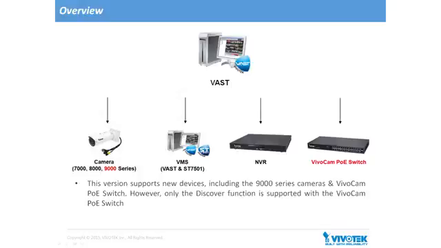VAST is a professional video central management software designed for the management of all Vivotek IP surveillance products. It features intuitive functions and numerous features. In this new version 1.11, it also supports a range of new devices, including the 9000 series cameras as well as the Vivocam PoE switch. However, only the Discover function is supported with the Vivocam PoE switch. VAST version 1.11 integrates the new generation H.265 video codec. We'll talk more about this over the following few pages.